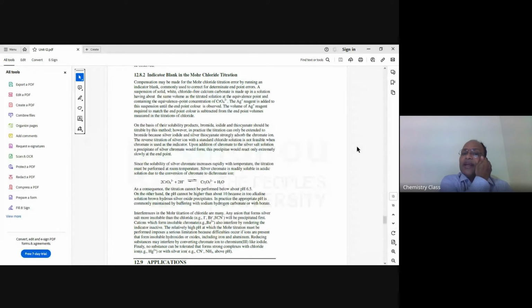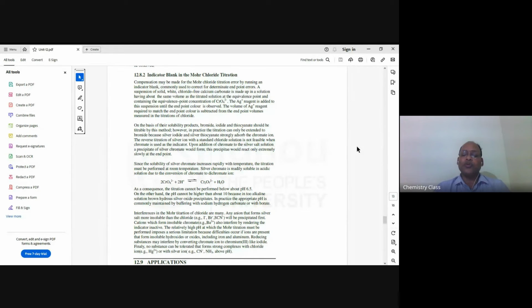Okay, now the indicator blank in the Mohr chloride titration. Compensation may be made for the Mohr chloride titration error by running an indicator blank. I told you about the blank. That blank is a process for correcting error, so you have to use an indicator blank here. A blank is commonly used to correct the determinate end point errors. So among the types of errors, we have the blank.